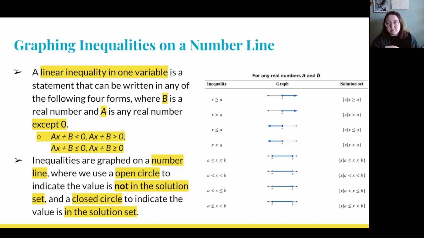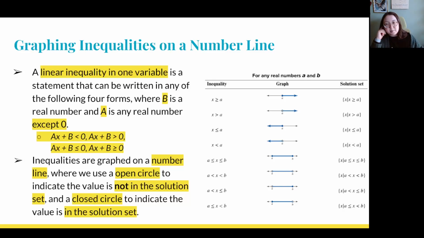Same thing for less than or equal to. We have a solid dot at a and the number line is filled in for values less than a. So it's really the only difference between your two types of inequality, your strict inequality and your equal to inequality. If it can be equal to that number, you'll have a filled in point. If it can't be equal to that number, you'll just draw a circle instead.